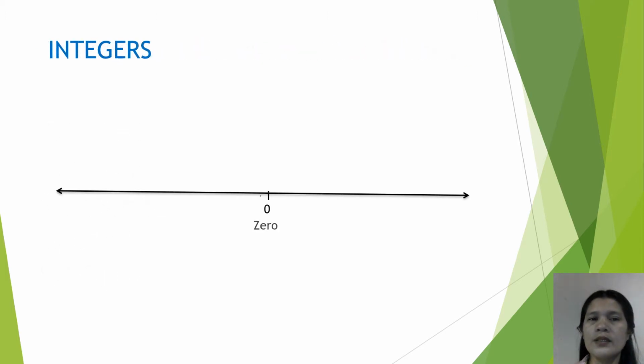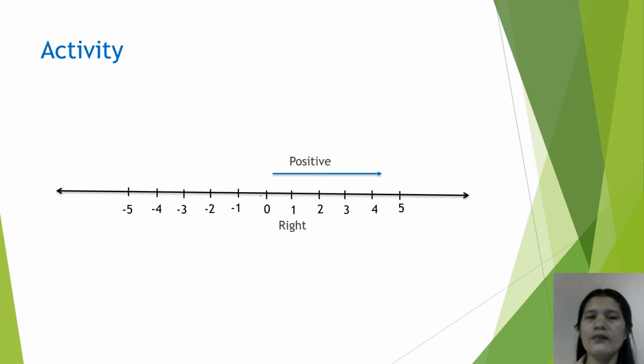Move on. So, integers. What are integers? Integers is a set of numbers consisting of 0, positive numbers, and negative numbers. So, decimals and fractions, are they integers? No, they are not integers. So, fractions and decimals are not integers.